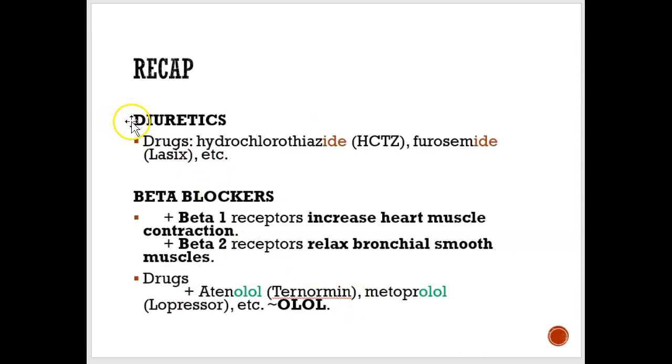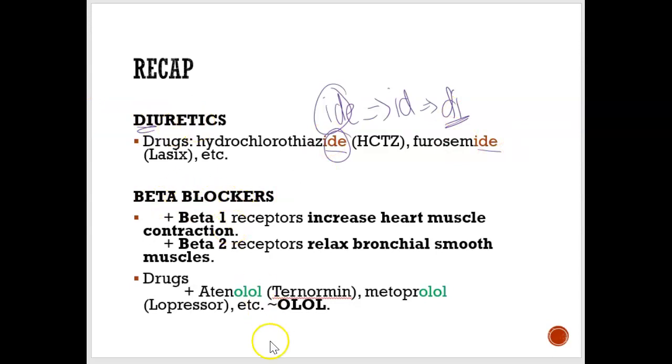So let's look at some. Diuretics, we said, end in "ide." And how do you know that anything that ends in "ide" is a diuretic or a water pill? Well, look at IDE. Flip it around, you get DI for diuretic. Okay, so ide is the diuretic ending.